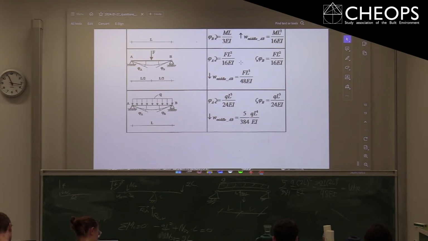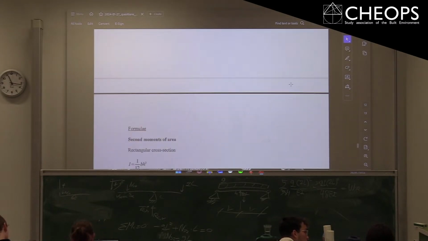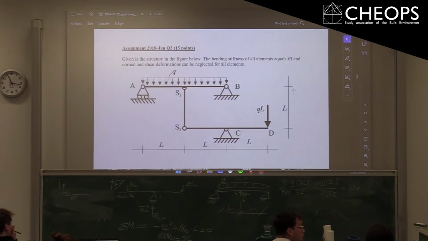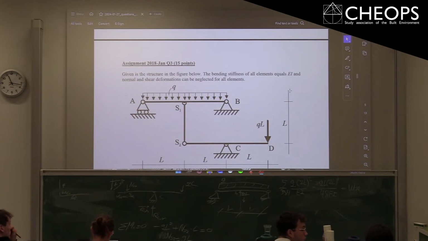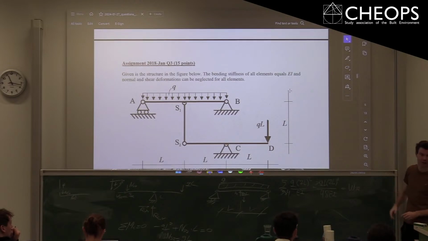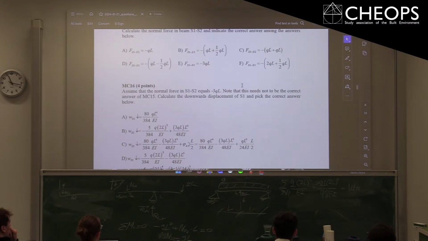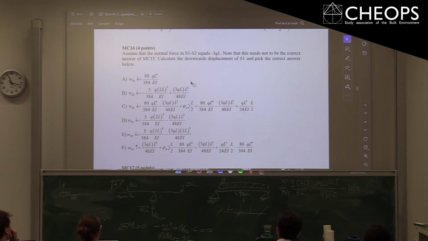Yeah, so this is S1. But beware that this member, if S1 moves down by a certain value, S2 does as well. So we calculated S1 actually, but it's the same as S2, right? So that was that question. So now it's probably here somewhere.